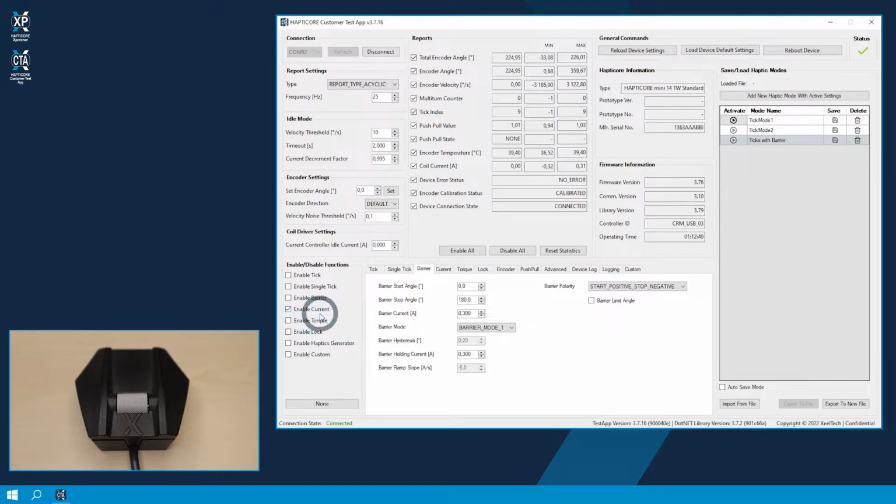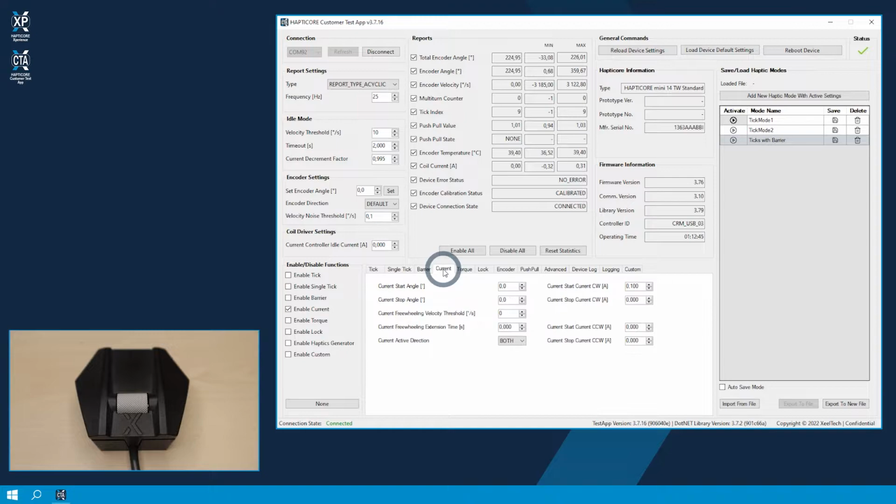We first need to turn off all other functions, and we start by taking a look at the current function. With the current function, we can set, as the name might already suggest, a fixed current that we apply to the coil of the encoder. This does not necessarily have to be constant, but instead can be increased or decreased linearly within a defined range.